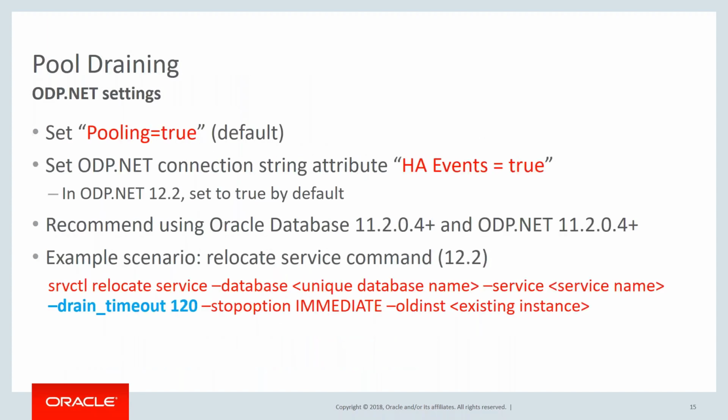So how do you set this at the ODP.NET level? Well, we have the pool draining. We start by saying pooling equals true, and then setting HA events equals true in the connection pool attribute. And if you're using ODP.NET 12.2, these are on by default. Because they're set to true by default, you don't have to do anything. You're done. So by default, these are on. As an application developer, you're done. You don't have anything else to do.